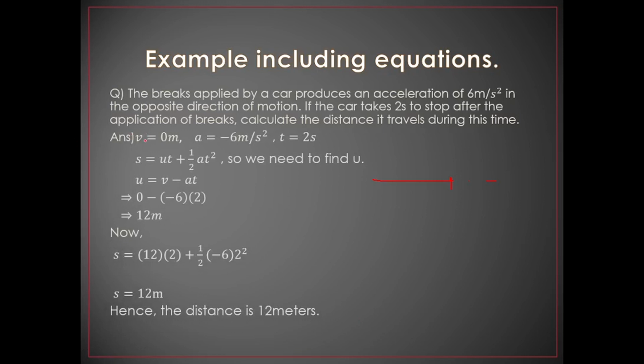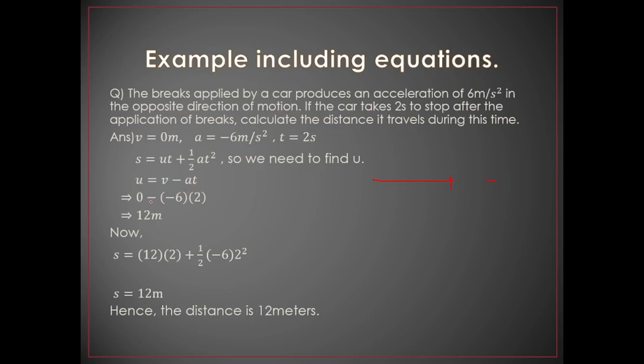Here the final velocity is 0 meter per second because it applied a brake, so it will stop. Then acceleration is negative 6 meter per second square because of the brake. Then time is 2 seconds. Time is also given. So s is equal to ut plus half at square. We need to find the value of u because the initial velocity is not given. So u is equal to v minus at, from the equations of motion.